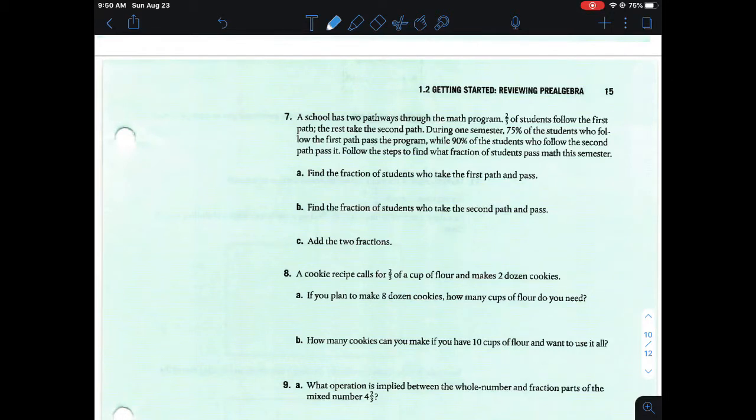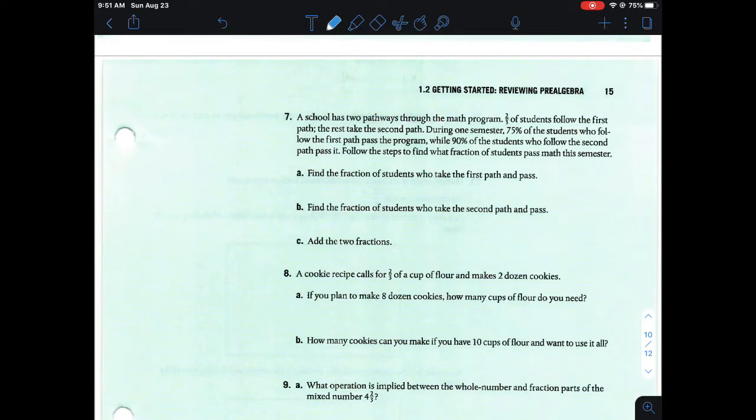So, number 7, a school has 2 pathways through the math program. 2/3 follow the first path. The rest take the second path. During one semester, 75% of students who follow the first path pass the program, while 90% of students who follow the second path pass it. Follow the steps to find what fraction of students pass this semester.